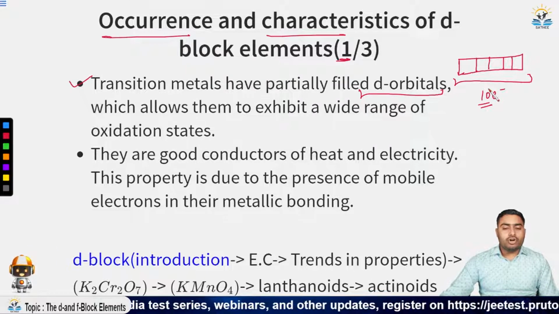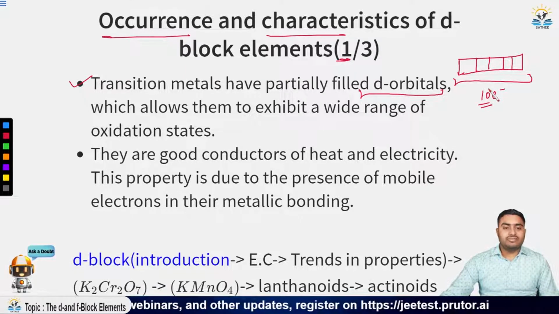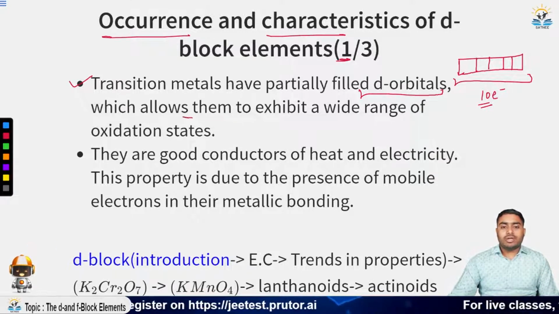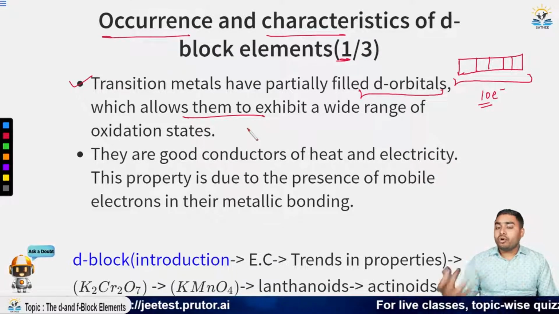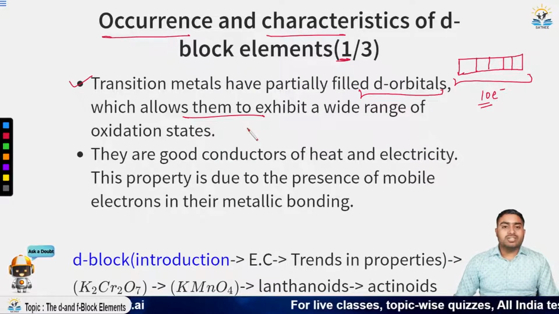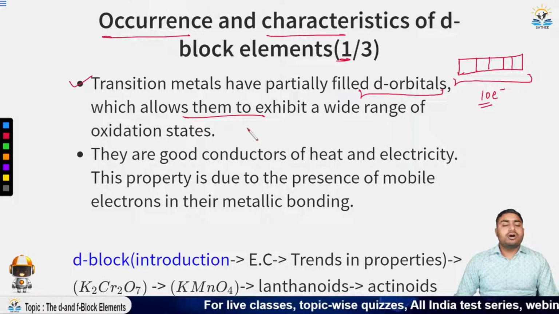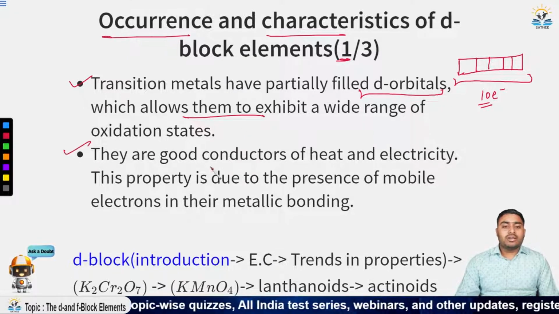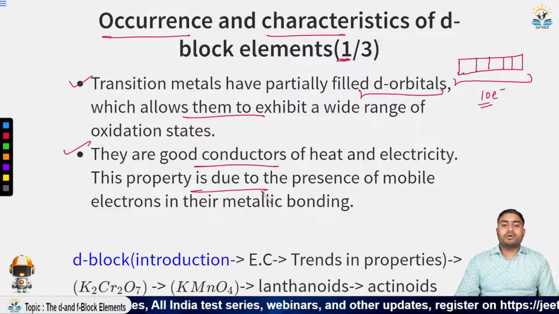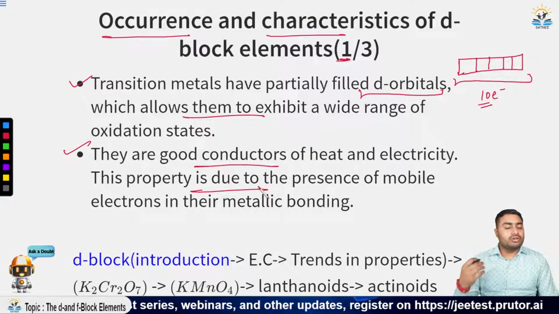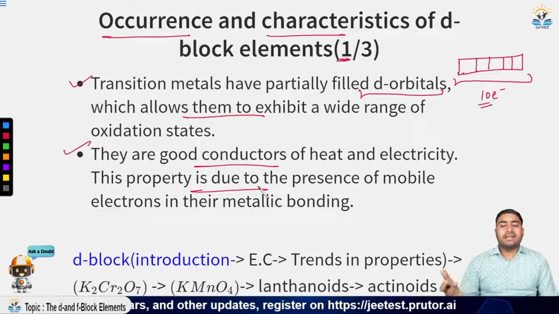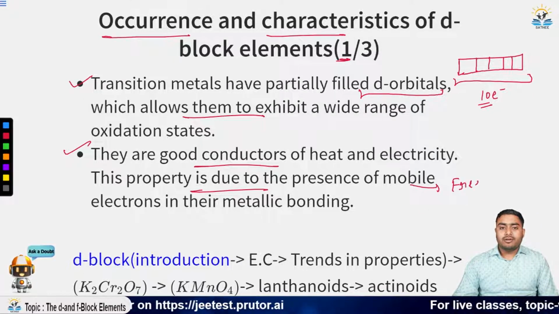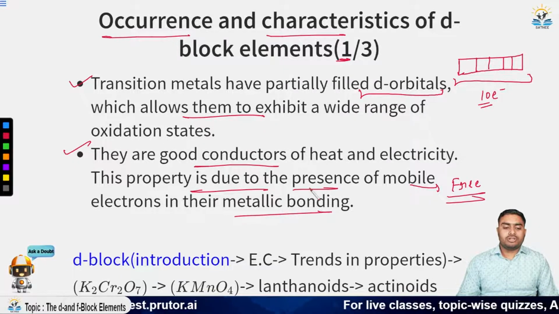If the d orbitals are partially filled, then the particular element is named a transition element, which allows them to exhibit a wide range of oxidation states, right? They are good conductors of heat and electricity. Why? Because of mobile electrons. Mobile means they have free electrons in their metallic bonding, so let's continue.